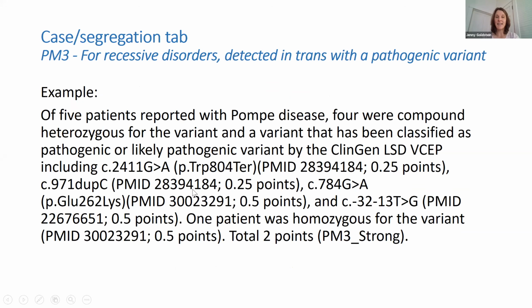So this is an example of 5 patients reported with Pompe disease. 4 were compound heterozygous for the variant and a variant that's been classified as pathogenic or likely pathogenic by the expert panel. I listed the variants here and gave the number of points.